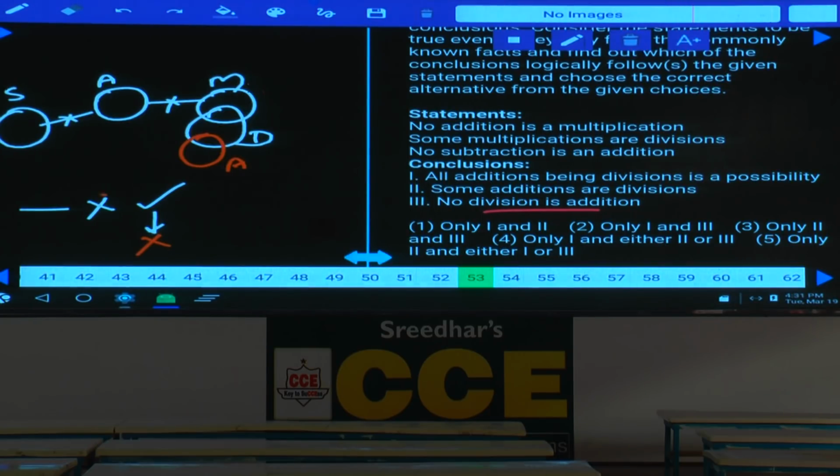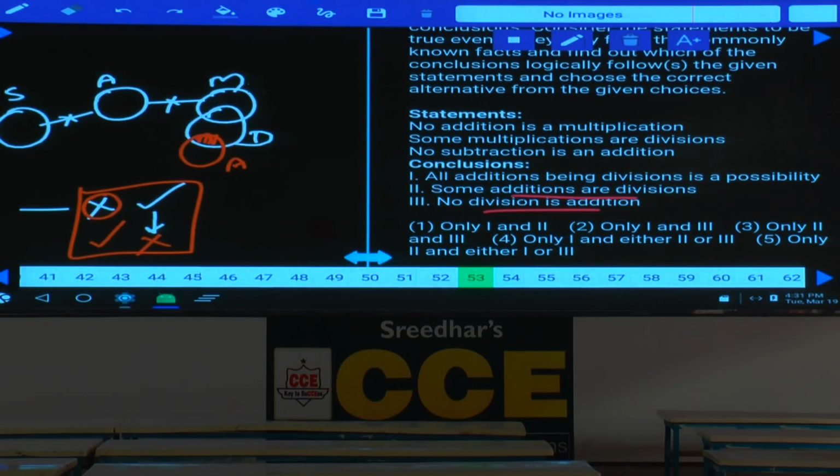After making the previous conclusion false, then we need to check out the affirmative conclusion which was false in the basic diagram. That is, some additions are divisions. Now in this alternate diagram, some additions are divisions has become true. Done with this? Hence when the second one is false, third is true. When the third is false, the second is true. Hence between these two only one must follow, but both cannot happen at the same time. Hence it is either 2 or 3. Done with this? Either 2 or 3.